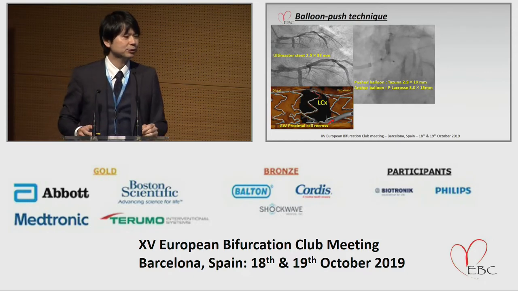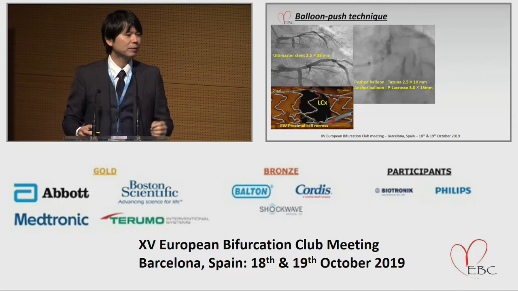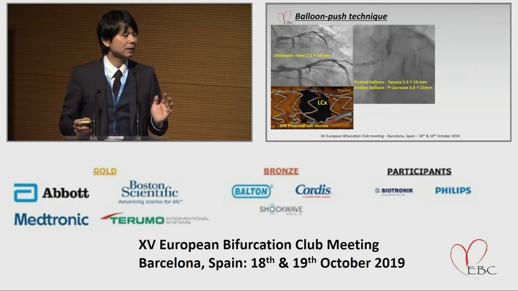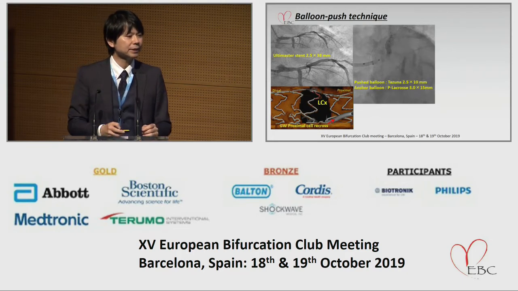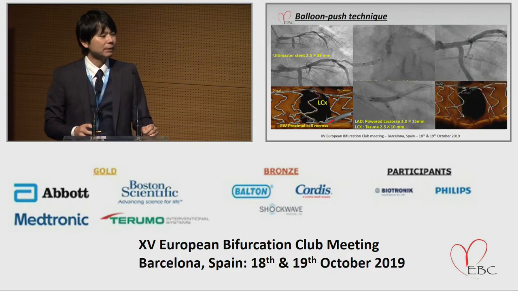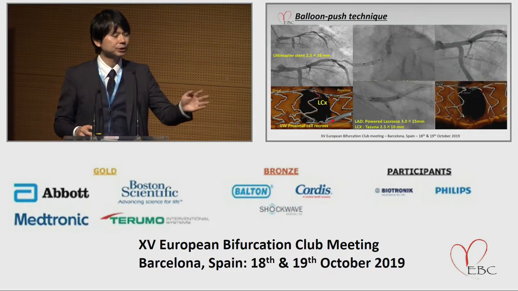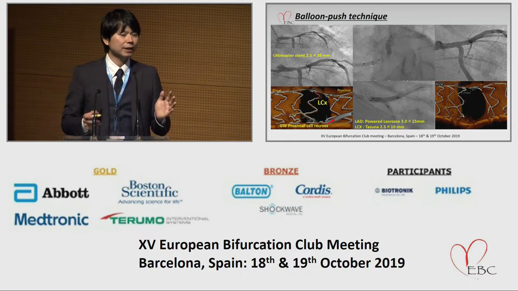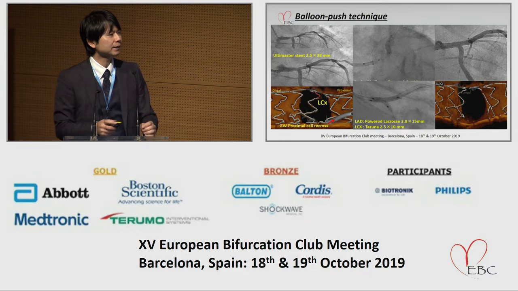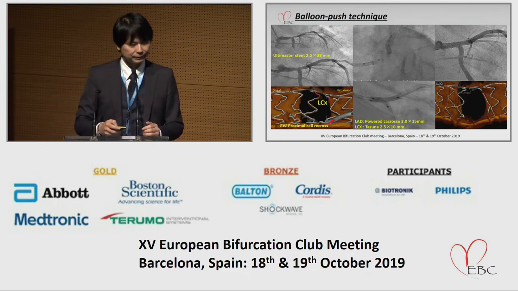This is the balloon push technique. The dilated balloon was pushed towards the left circumflex orifice with the balloon anchored in the LAD. And kissing was performed. This is the final angiogram and the 3D OCT image. You can see the stent link was moved towards the distal direction by this technique.